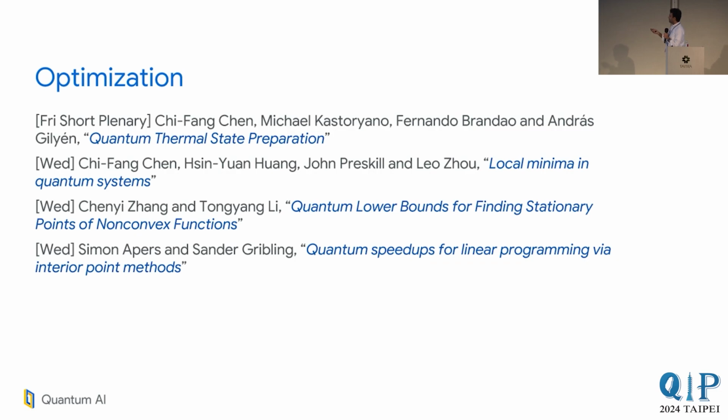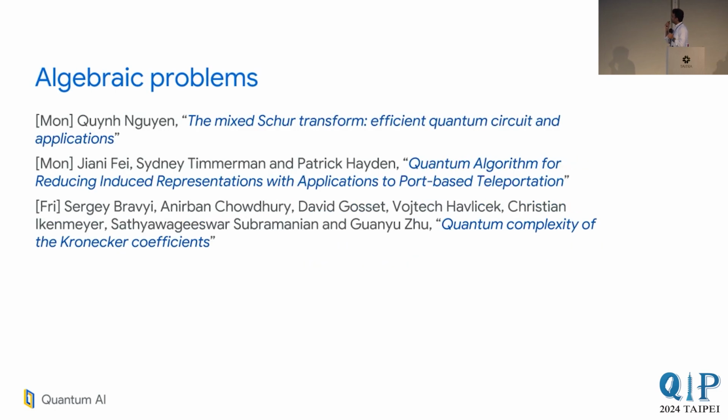There's a quantum speedup for linear programming, and it uses interior point methods. Interior point methods are a well-known method for solving linear programs classically. The final category is algebraic problems. The first two papers, I think, are similar. I don't know. Algebraic problems are not my area of expertise, so I hope I don't mess this up. But I think they're both about a mixed Schur transform.